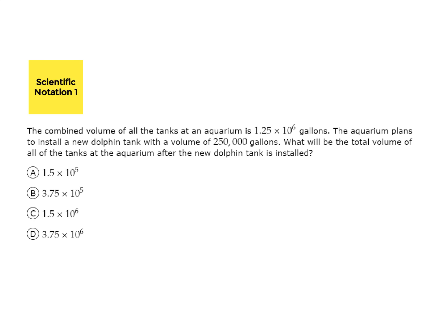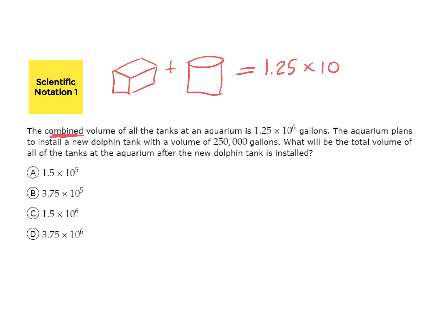Okay, we are going to look at scientific notation. So the combined volume of all the tanks. When we are talking about combined, we're thinking about adding these tanks together. Imagine you have all these different aquarium tanks, maybe a round one, maybe a rectangular one, and all of that currently adds up to 1.25 times 10 to the 6 gallons.